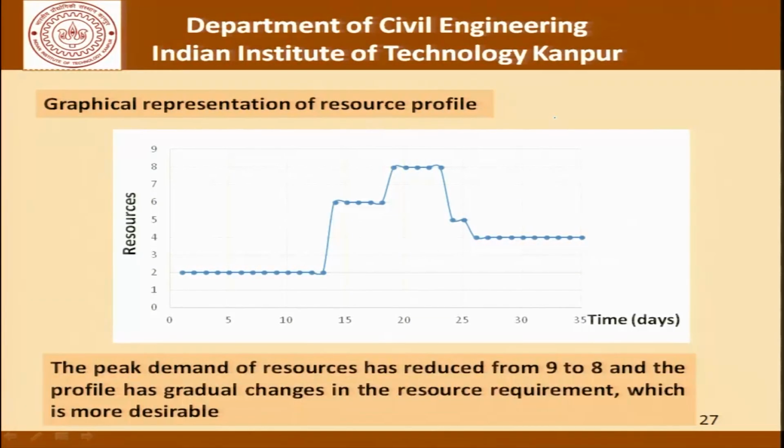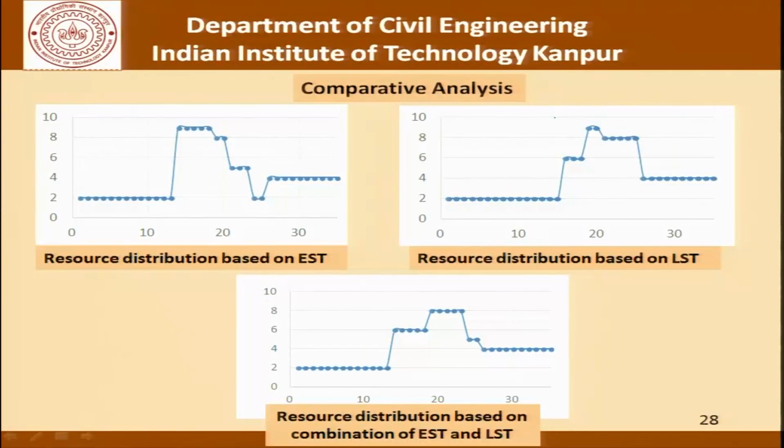Now before we compare these 3 resource curves, I must point out that here we find that the peak demand of resources has reduced from 9 to 8. Now this picture here shows the comparison that we have. This was when the activities started on their earliest starting times. This is what we have when we have the activities starting at their latest starting times, and this is what we have when we did the combination of EST and the LST for the different activities. Personally, to me, this seems to be the best alternative that we have so far.